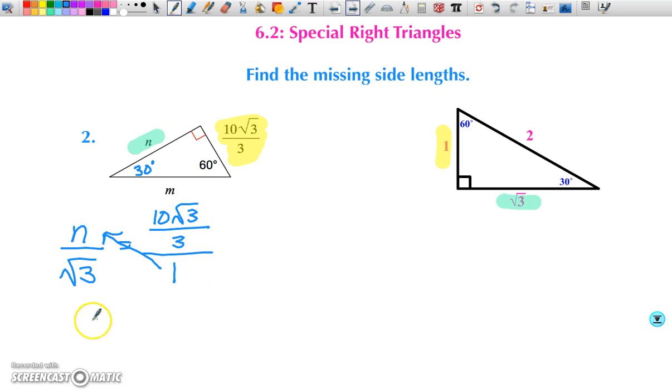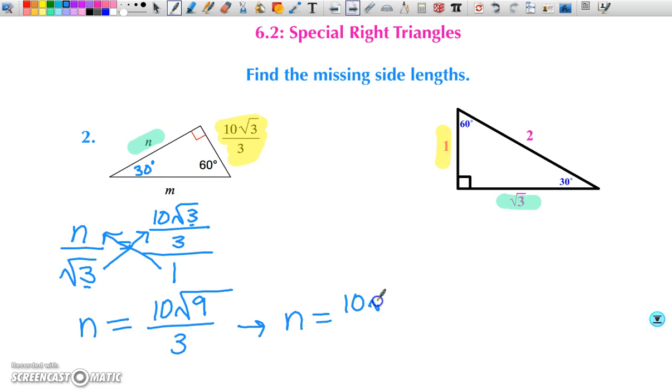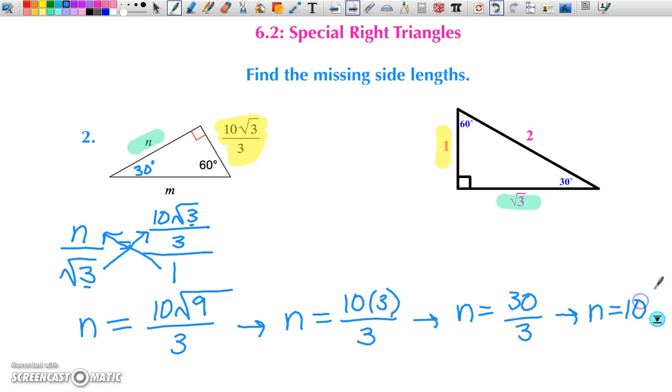So when you do your cross multiplying, you get n equals, now here, 10 over 3 stays as it is, but under your square root, you can multiply this 3 by this 3 to get the square root of 9. Well, 10 times the square root of 9, we know that the square root of 9 is actually 3, so I'm going to replace that with the number 3. So we get n equals 30 over 3, which means that n equals 10, and there's your n.